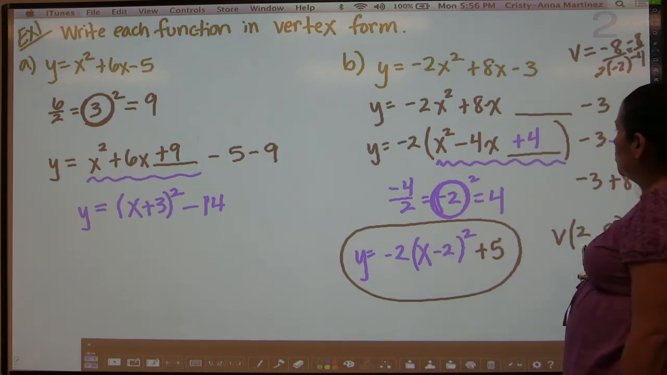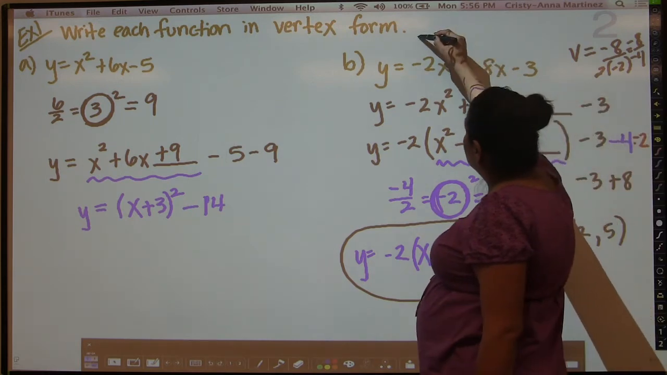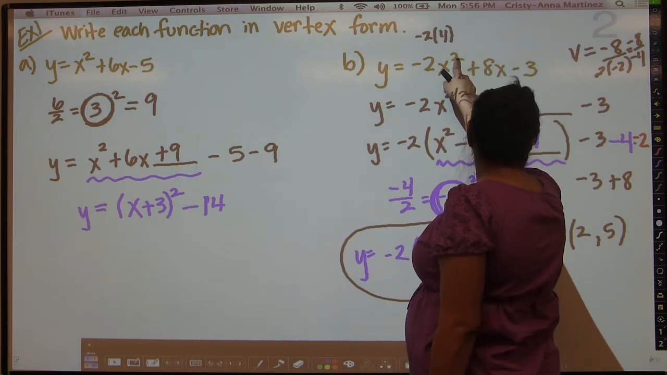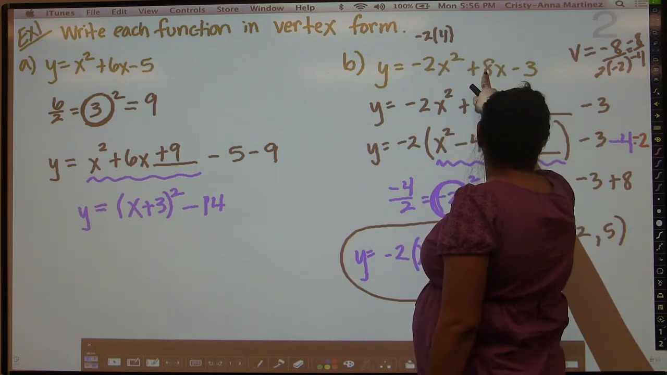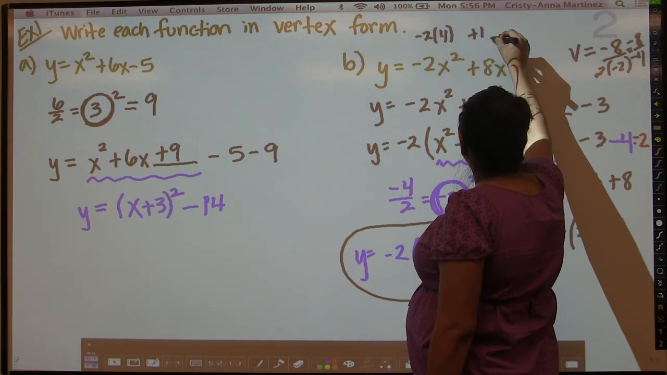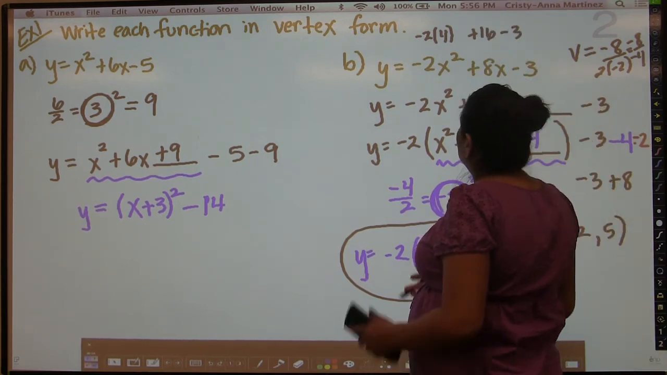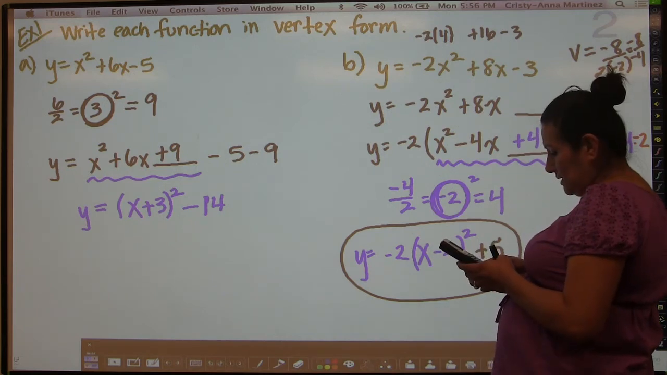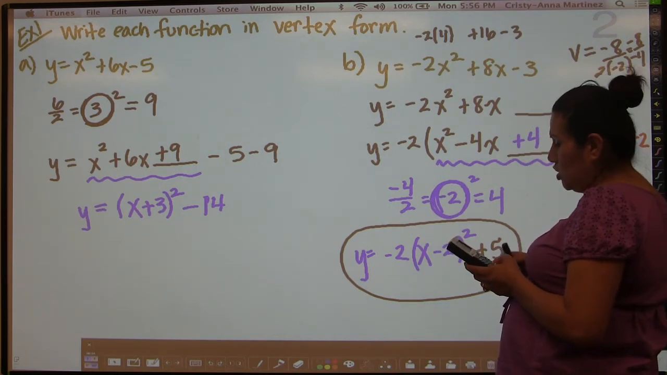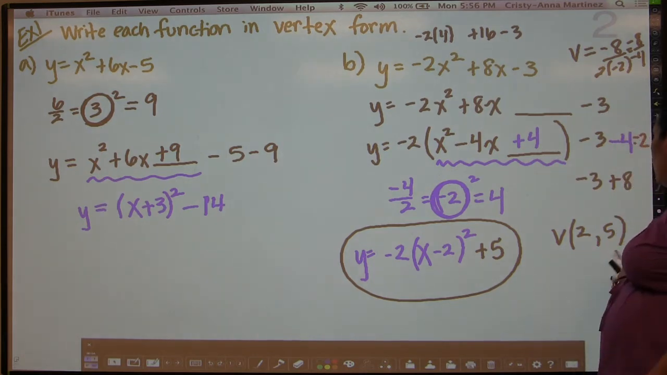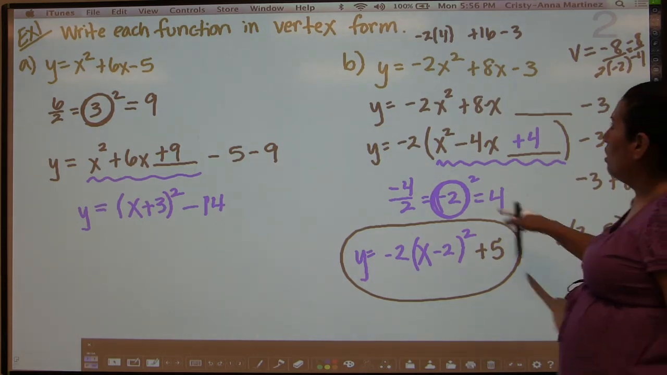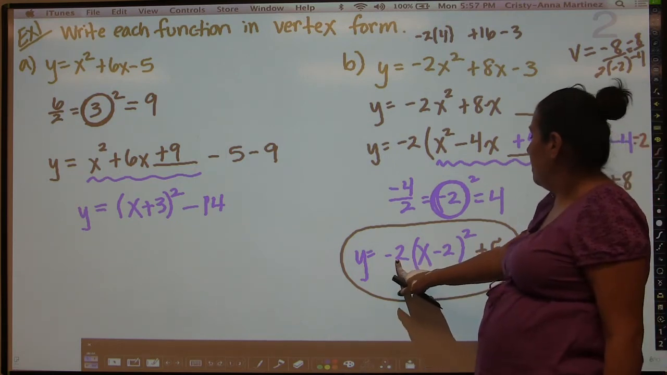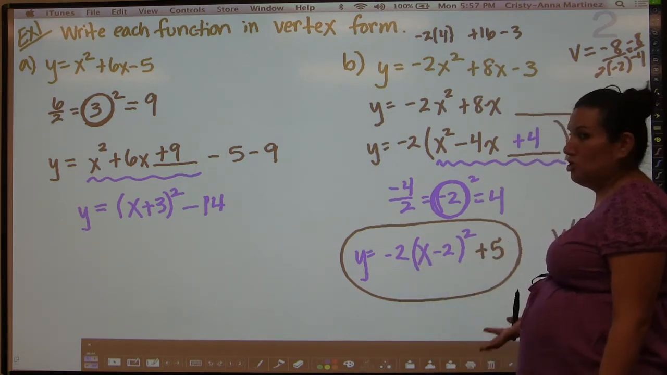Then you would take the 2 and you'd plug it into this, and you'd say -2 times +4, because 2 squared would be 4, and then 8 times 2 would be 16, and -3. So -2 times 4 is -8, and then plus 16 minus 3, and you would still get +5. Once you know what the vertex is, you already know what the A value is, so all you have to do is plug it in. Y equals A, which is -2, plug in your vertex, and you'd be done.